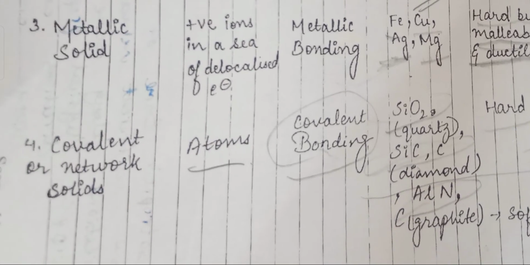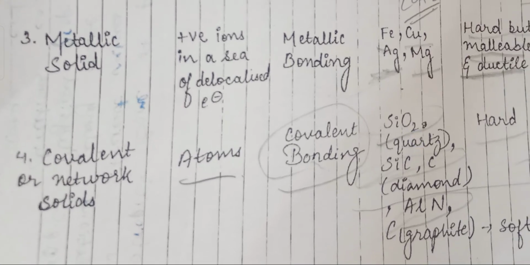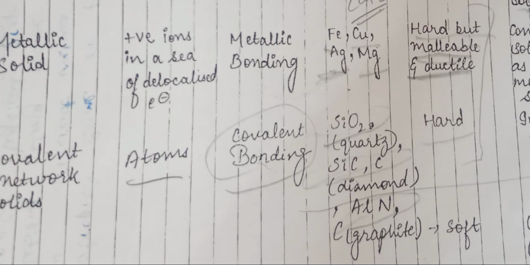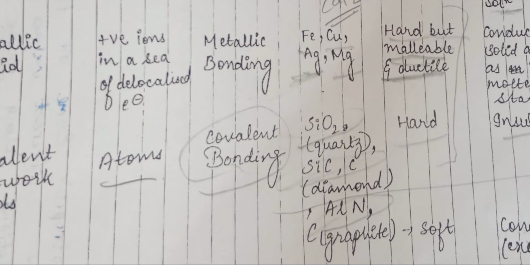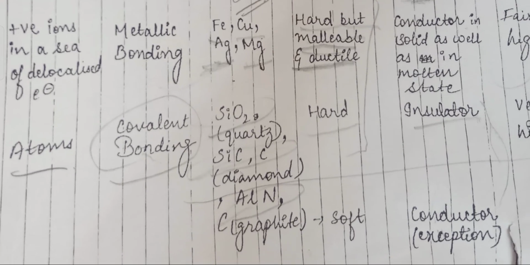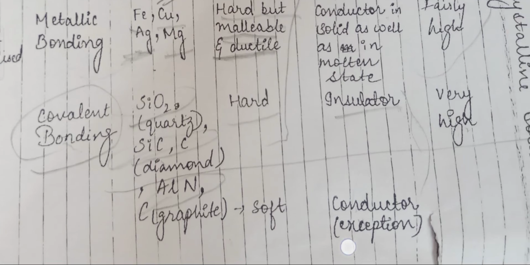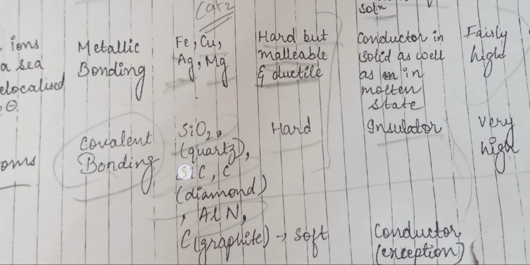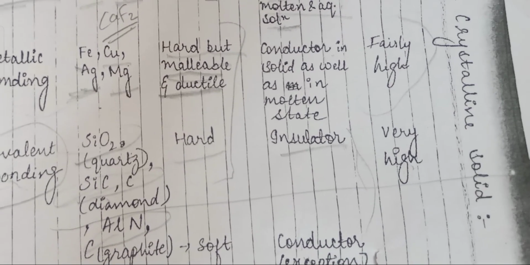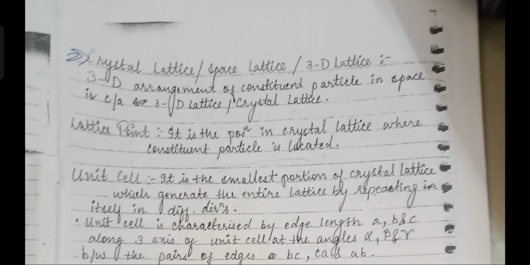Now lastly we have covalent or network solids. These are made up of atoms, and the bonding force is covalent bonding. Here we have a few examples: quartz and diamond. Down here we have graphite, which is an exception. It is soft and a conductor, but the others are hard and insulators, and their melting points are very high. Next we will be studying crystal lattice in the next part.